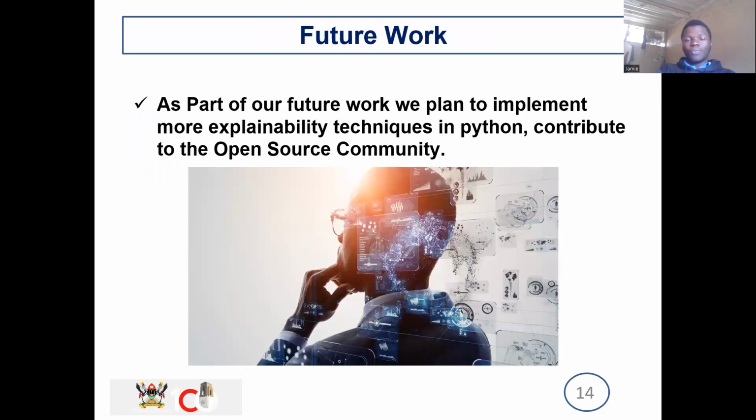For future work, we plan to implement more explainable techniques in Python, and we also plan to contribute to the open source communities. So I guess that is it. Thank you for listening.